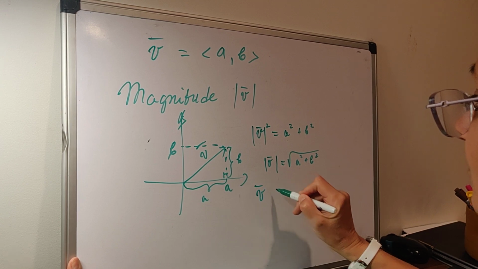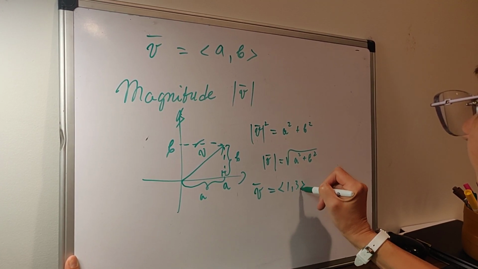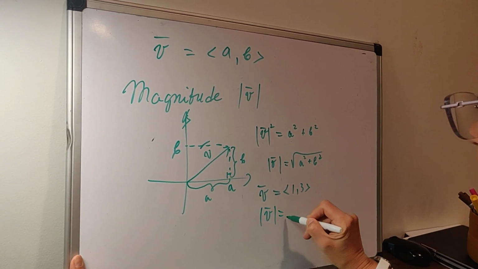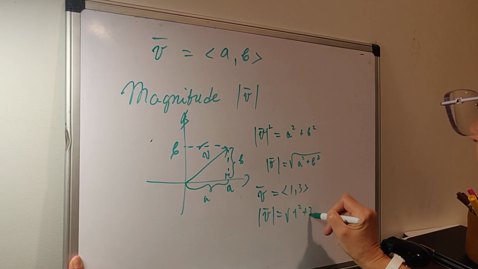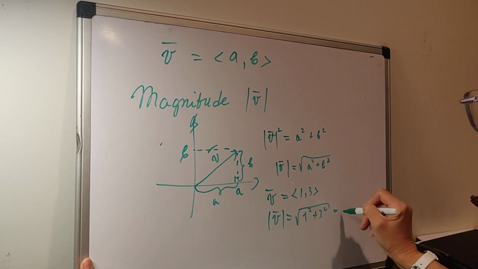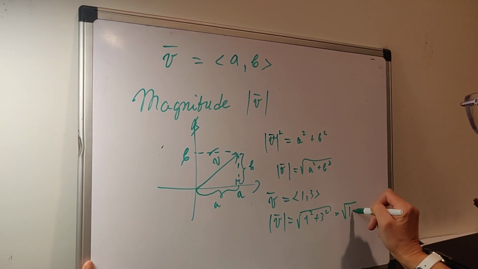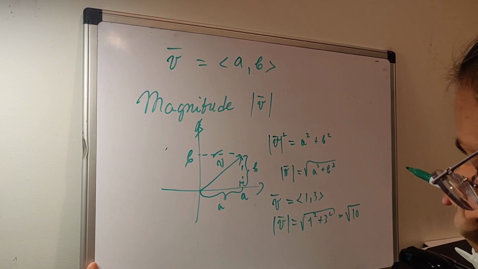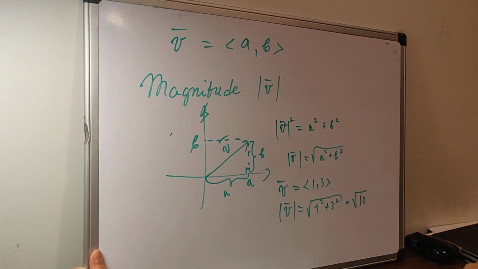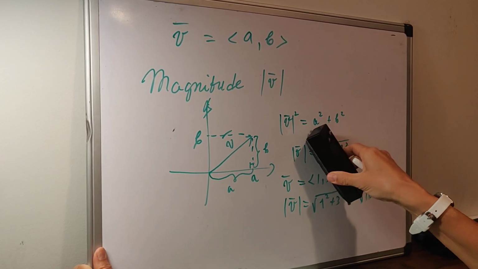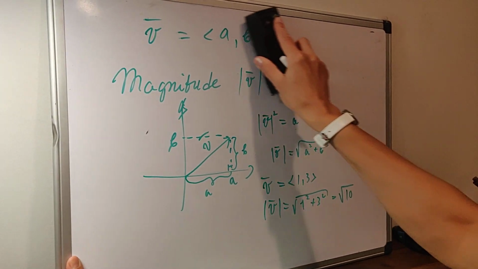Let's calculate the magnitude of vector (1, 3). So the magnitude of vector (1, 3) is going to be the square root of 1 squared plus 3 squared, which is going to be the square root of what? 1 plus 9 is 10, square root of 10. Okay, so the magnitude of the vector is just the square root of the sum of squares of the coordinates.